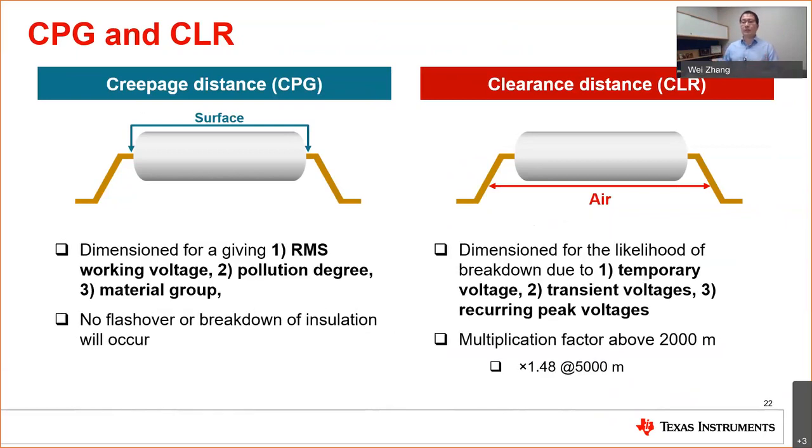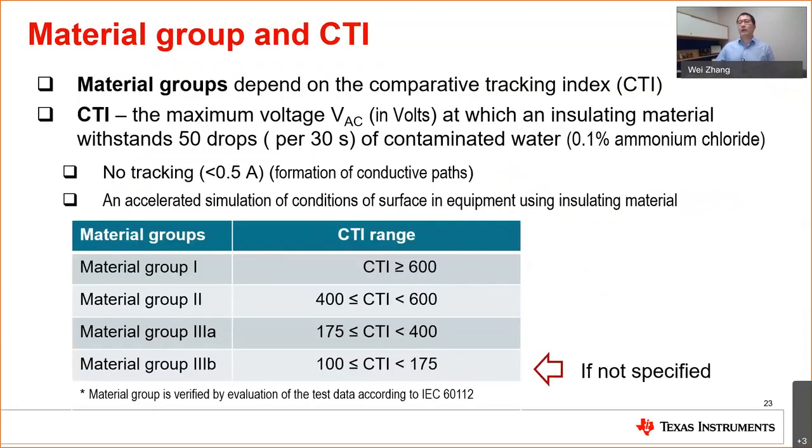For creepage, it is tied to the RMS working voltage, the pollution degree, and your surface material group. For clearance, it's tied to the temporary voltage, which may be high voltage transients, and also the recurrent peak voltage that is going through the air. And if you go over 2,000 meters, there will be a coefficient. For 5,000 meters, your coefficient is 1.48, which means at sea level you require 1 millimeter, but going to 5,000 meters, you're going to require 1.48. That is what these parameters influence and also what they impact.